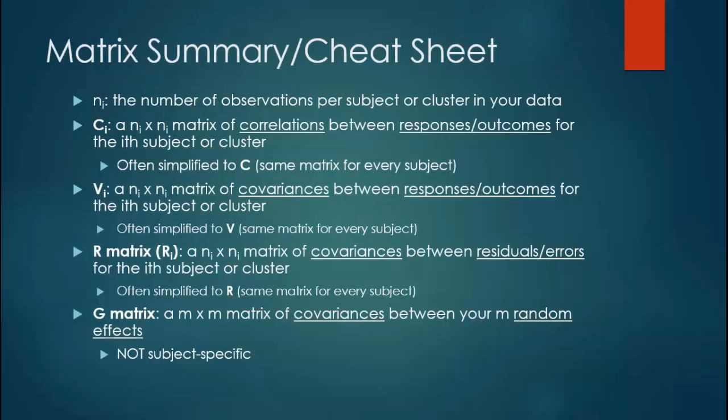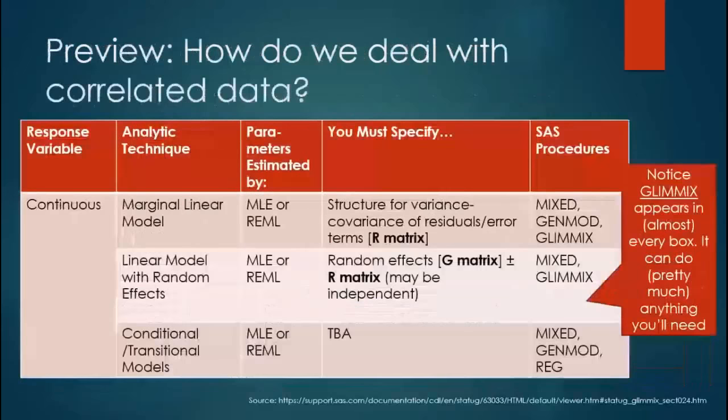And then the G matrix is a little bit different. This is an M by M matrix of the covariances between your M random effects. So if you have one random effect, it's a 1 by 1 matrix. If you have two random effects, it's a 2 by 2 matrix. If you have three random effects, it's a 3 by 3 matrix, and so on and so forth. So it gets bigger and bigger because you need to account for the variance of each random effect and the covariances between each of the random effects.